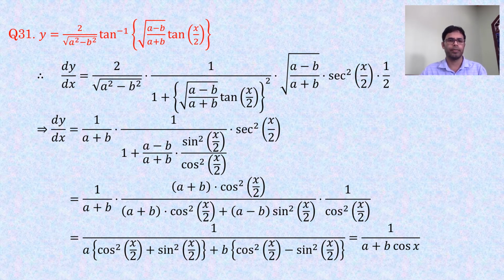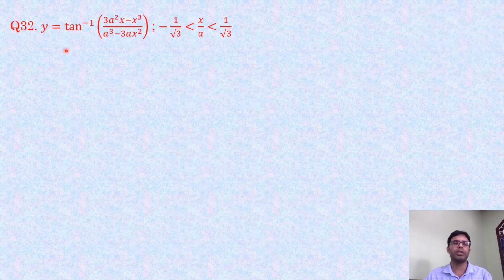So we take the next question. Y is equal to tan inverse of 3a square x minus x cube divided by a cube minus 3ax square. Simple modification will be there. You can solve this problem by direct differentiation by taking this term or considering this term as x, but that will be a heavy calculation, but we should simplify this one before solving the problem.